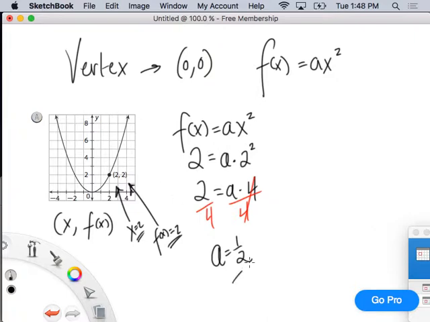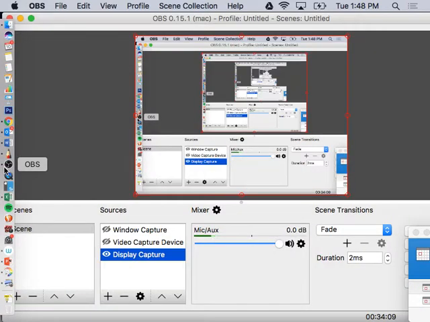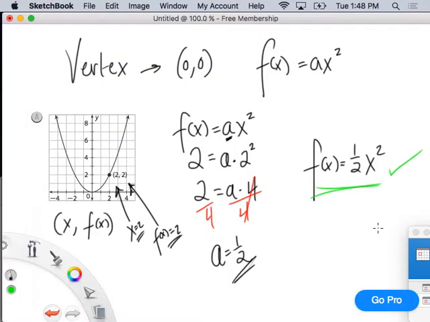What do I do with this a now? Plug it back in to get my function. F of x equals 1/2 x squared. And I've gotten my function based on my graph. Does that make sense to you guys? Yes. All right, good. So I use my graph to get my function.